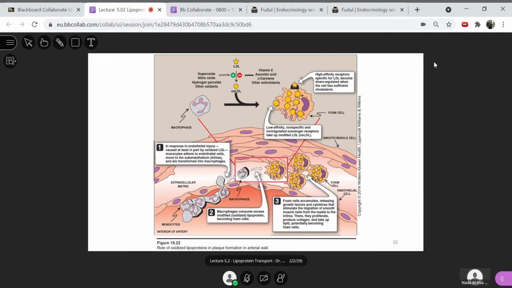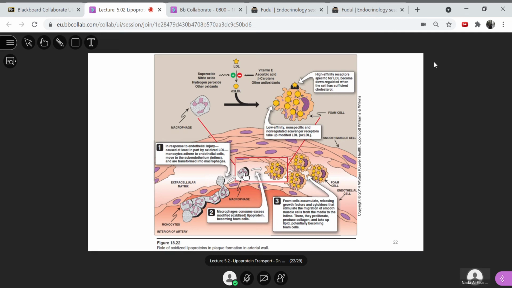The risk of atherosclerosis: you must have heard of the oxidized lipoprotein particles, these small dense lipoprotein particles, and how they can predispose to atherosclerosis. Let's have a look at how this happens. When there is endothelial injury caused at least by oxidized LDL, we will have our monocytes gathering here, adhering to this endothelial cell and then moving to the subendothelium or the intima.